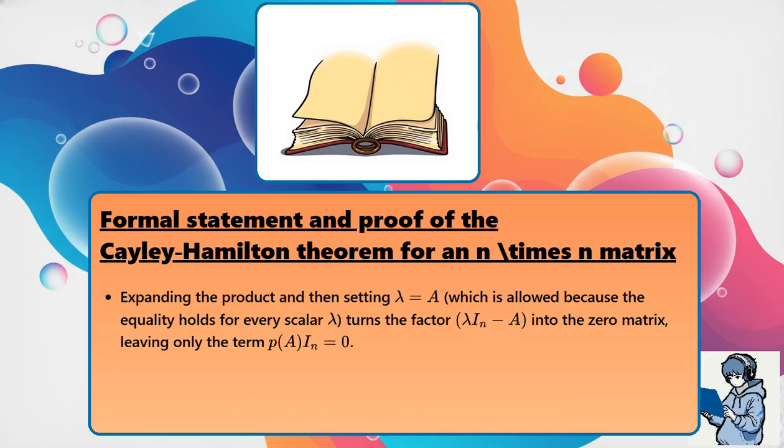Expanding the product and then setting λ = A, which is allowed because the equality holds for every scalar λ, turns the factor λI_n − A into the 0 matrix, leaving only the term p(A) I_n = 0. Hence p(A) = 0.